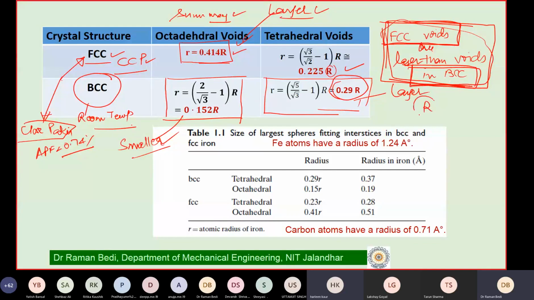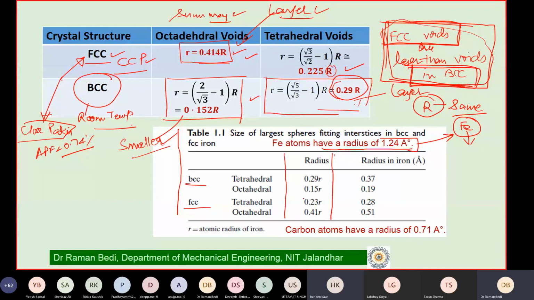If I consider R to be the same, which I can in the case of the allotropic transformation where this transformation for iron takes place, the approximate value of R for iron atoms happens to be 1.24 angstroms. This is as far as the tabulated values are concerned, and this table compares the BCC and FCC octahedral and other void sizes. So the FCC octahedral void is larger than any of the voids in the BCC system.